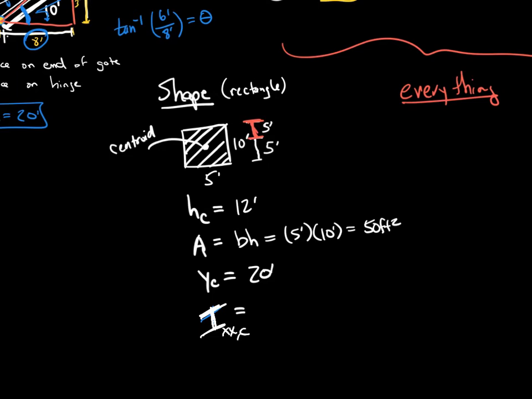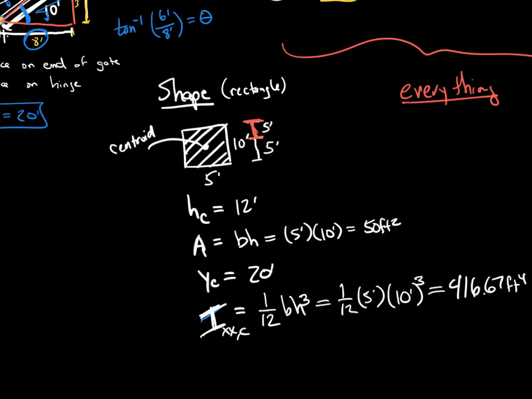And so if you look in the chart, the way this book has it, well, the way I like to draw it is 1/12. They call it AB cubed, I say BH cubed. It's the same either way. So we'll do 1/12, the base, which in this case is 5 feet, times h, which in this case is 10 feet cubed. And if we plug all that in, we're going to get, well, I never wrote it down. Hold on. Okay, 416.67 feet to the fourth.